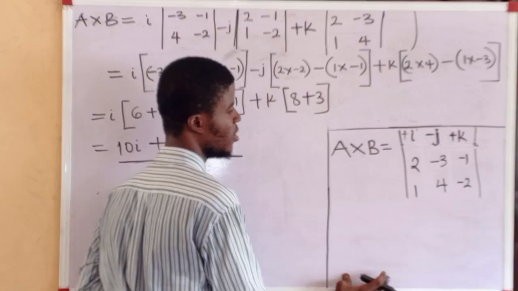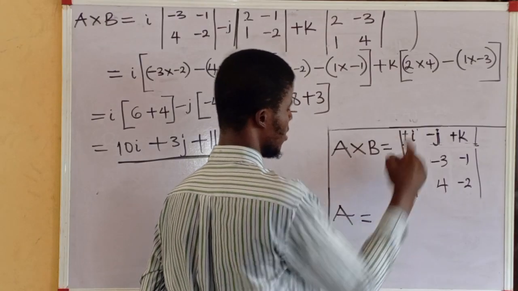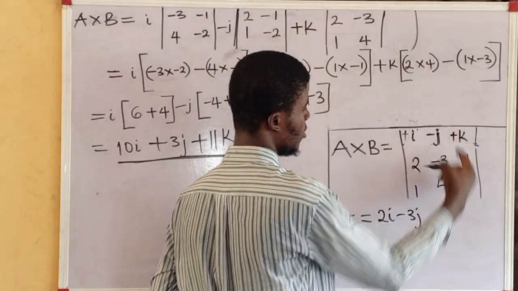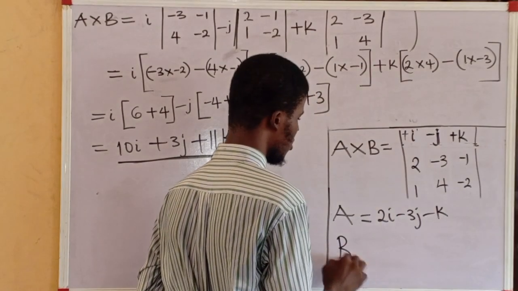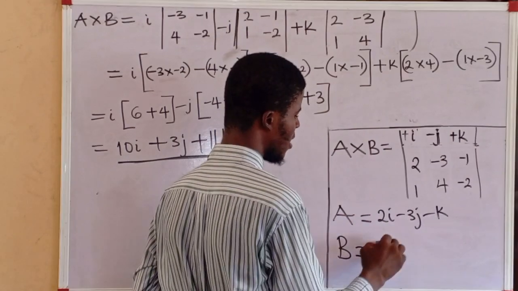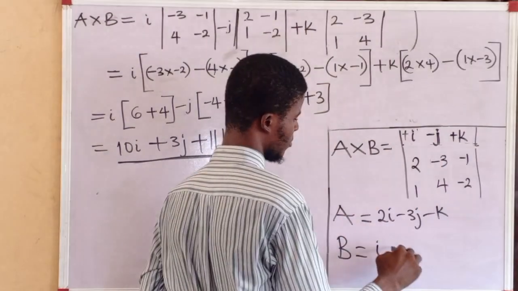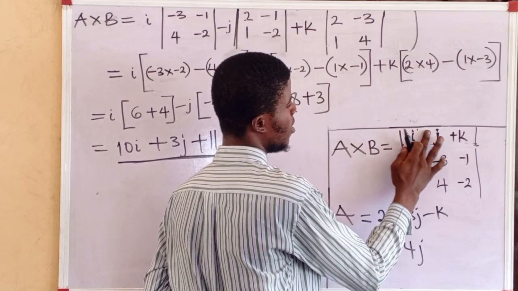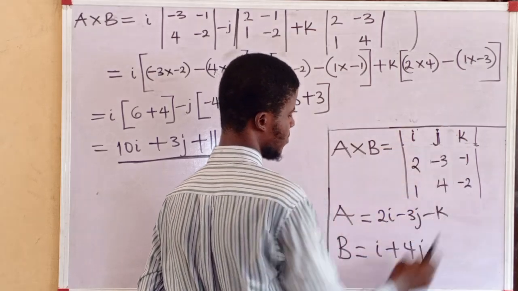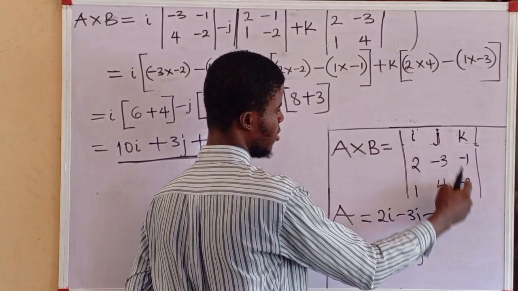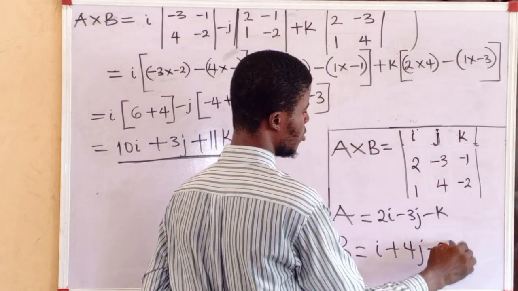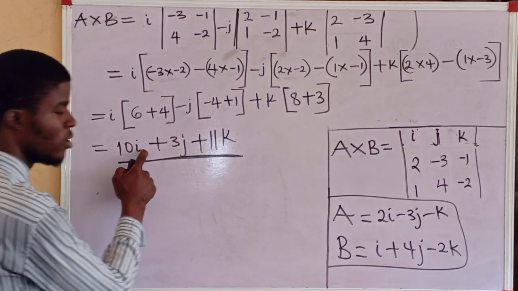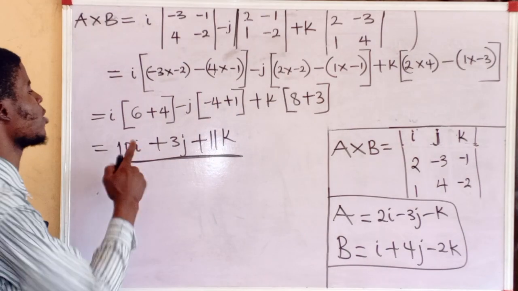Okay, let me write the vectors again. A is 2i minus 3j minus k. B is 1i, 4j, minus 2k. Take note, this plus minus are not needed here. So these are the vectors that we are considering, and this is their cross product or the vector product.